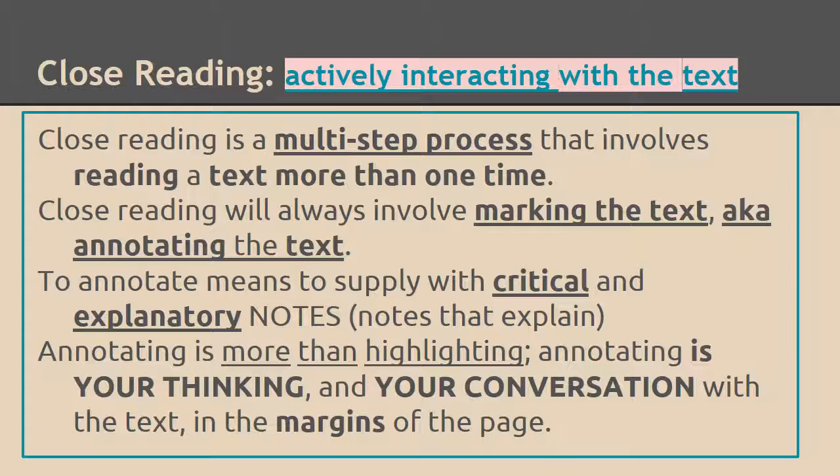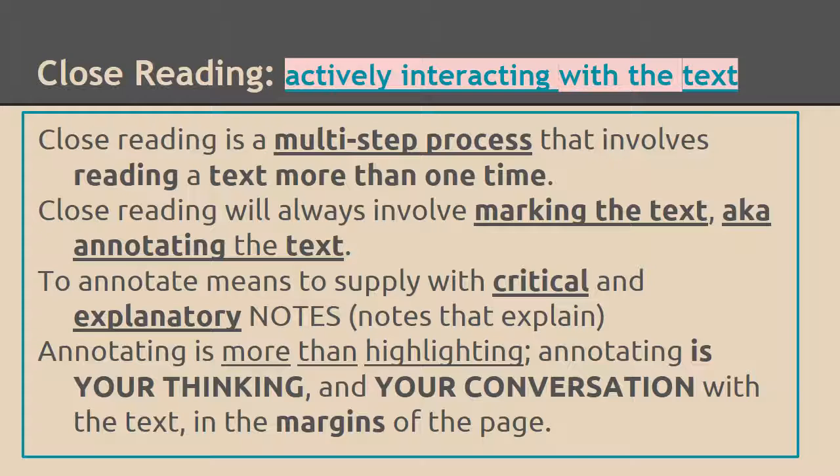Close reading is essentially an interaction with the text, and it is a multi-step process that involves reading the text in sum. Whenever you do close reading, you always have to annotate the text. Basically, that means you write down critical and explanatory notes on the text. In other words, annotating is a way of having a conversation with the text in the margins of the page.